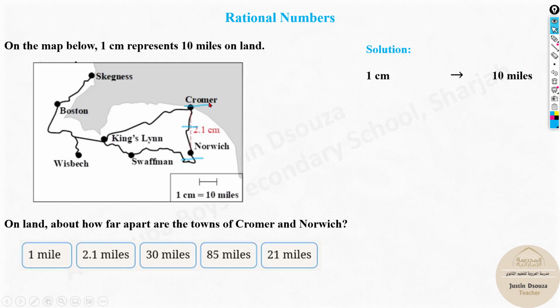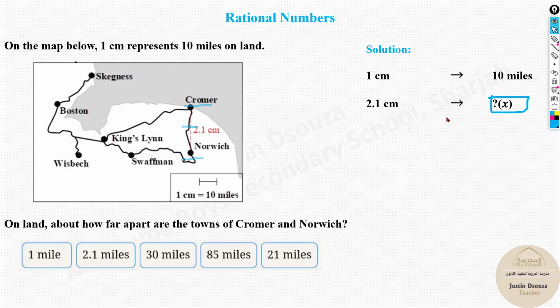So what do we have to find? Cromer and Norwich. That is 2.1 centimeters. That is given in the map. So below 1 centimeter, write 2.1. And this distance is unknown. So this is x, unknown. Then we just cross multiply. We just try to rearrange the data, balance them, and understand, okay, for 1 centimeter it is 10 miles. For 2.1, how much will it be? So since it's 10 over here 1, 2.1, it should be 21.